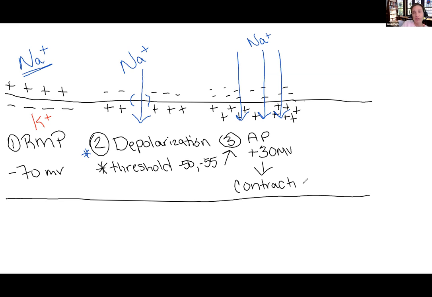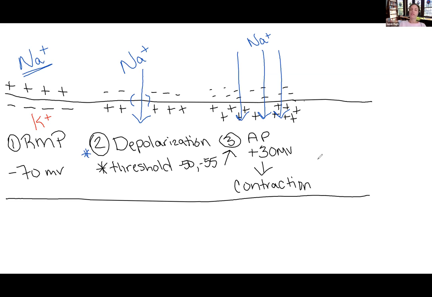Well, after you get a contraction, we need the muscle to stop contracting. We're going to need it to relax back out. So the next steps 4 and 5 are just how do we get that muscle to relax back out again? So after we've gotten our contraction, what are we going to do? Because we can't keep our membrane at positive 30. That means that you're going to keep sending an impulse and you're going to keep getting a contraction.